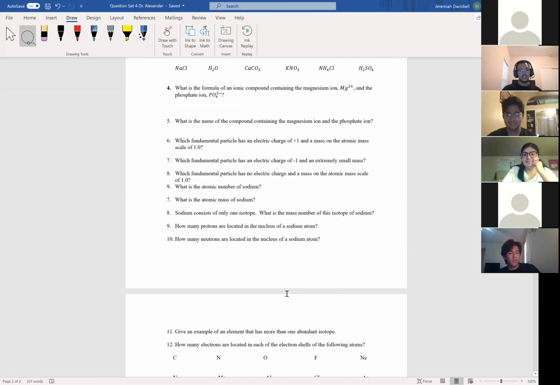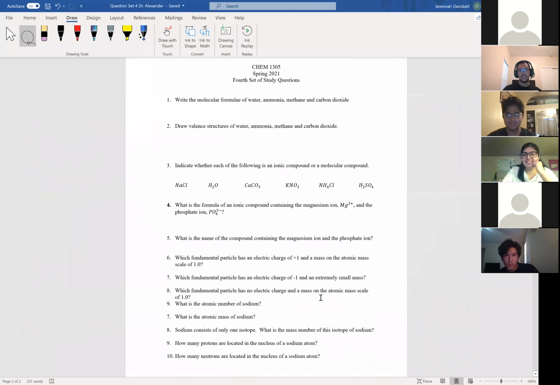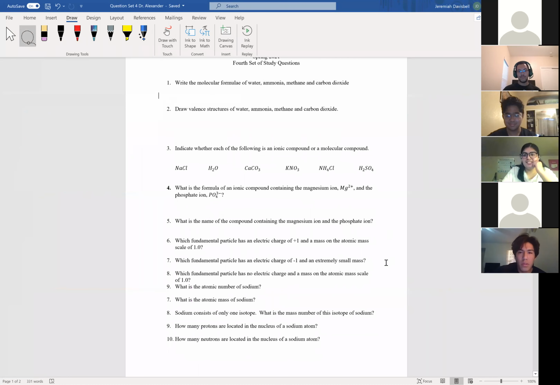All right. So there we go. Well, number 1 they just did, so we can do number 2, I guess. I forget that Dr. Alexander kind of skips modules. But yeah, it doesn't matter. Number 2 says: draw valence structures of water, ammonia, methane, and carbon dioxide.